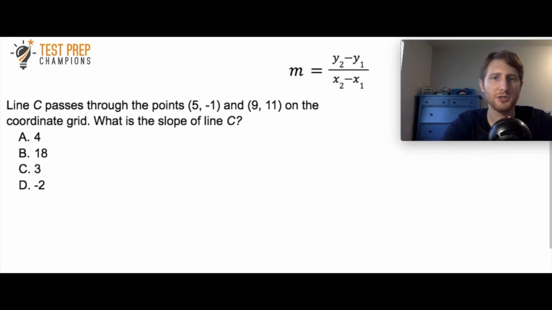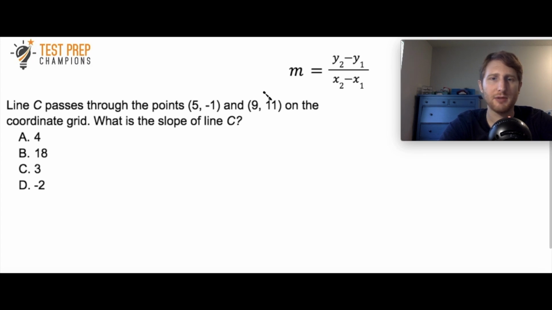Line C passes through the points (5, -1) and (9, 11) on the coordinate grid. What is the slope of line C? Is the answer A, B, C, or D? Just to save you some time, I put the formula for slope right here. This little m symbol means slope. Just know that on your test, you're going to want to look this up on the formula sheet. So let me give you a chance to pause the video, try the question out, and whenever you're ready, we'll go over the answer.